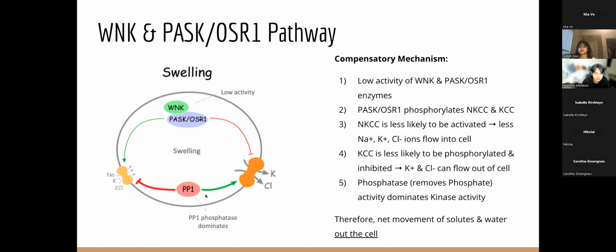For the phosphatase, which I forgot to mention on the other slide, phosphatase functions by removing phosphate groups, right? So if you remove phosphate groups from NKCC, you decrease the chance that it will be activated, decreasing the chance that ions will flow in. Whereas PP1 will remove phosphate groups from the KCC co-transporter, and by doing that, you increase the possibility that potassium and chloride flow out. So the big idea behind this whole mechanism for cell swelling is that there will be a net movement of solutes out of the cell. And if there's a net movement of solutes out of the cell, water will follow, allowing it to shrink back to its normal size.